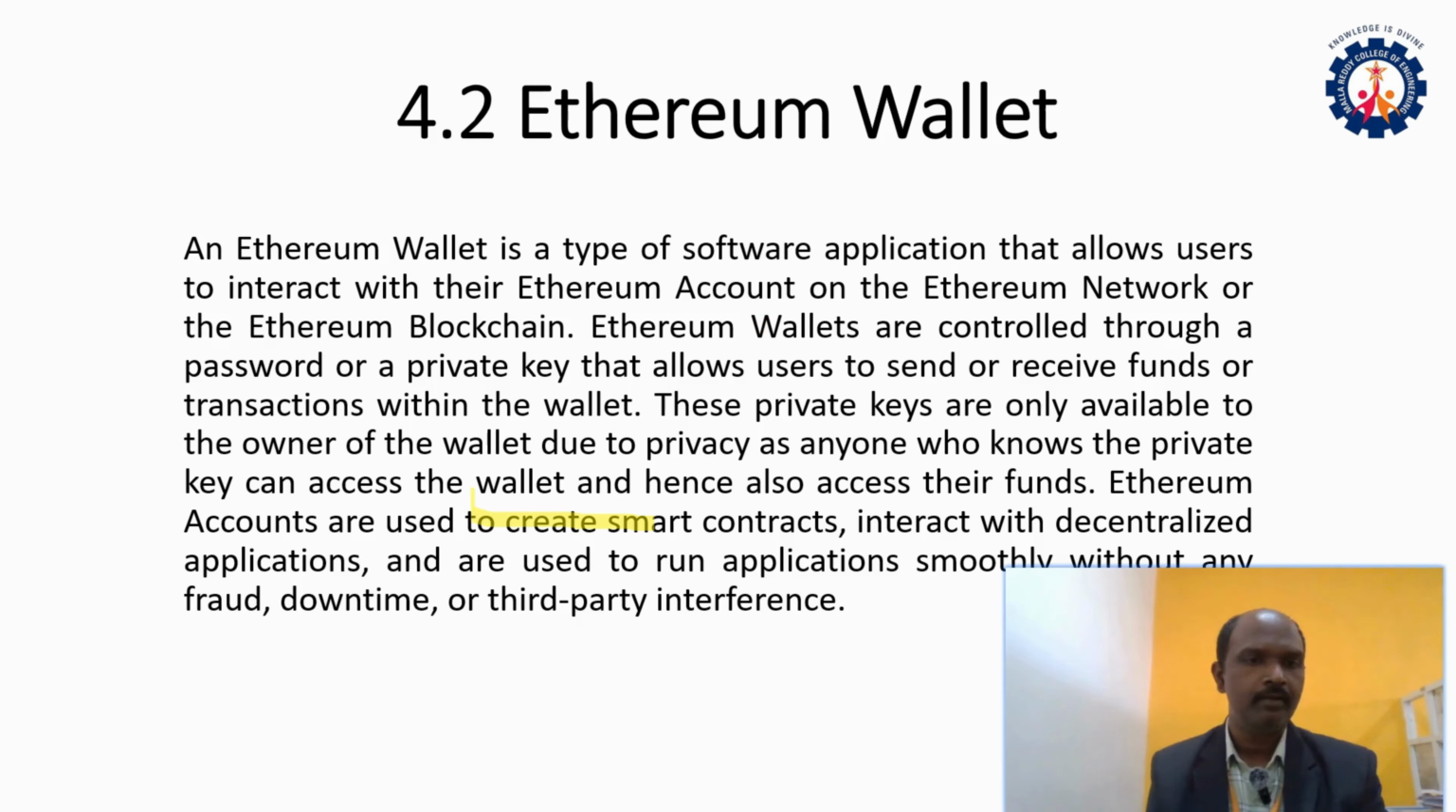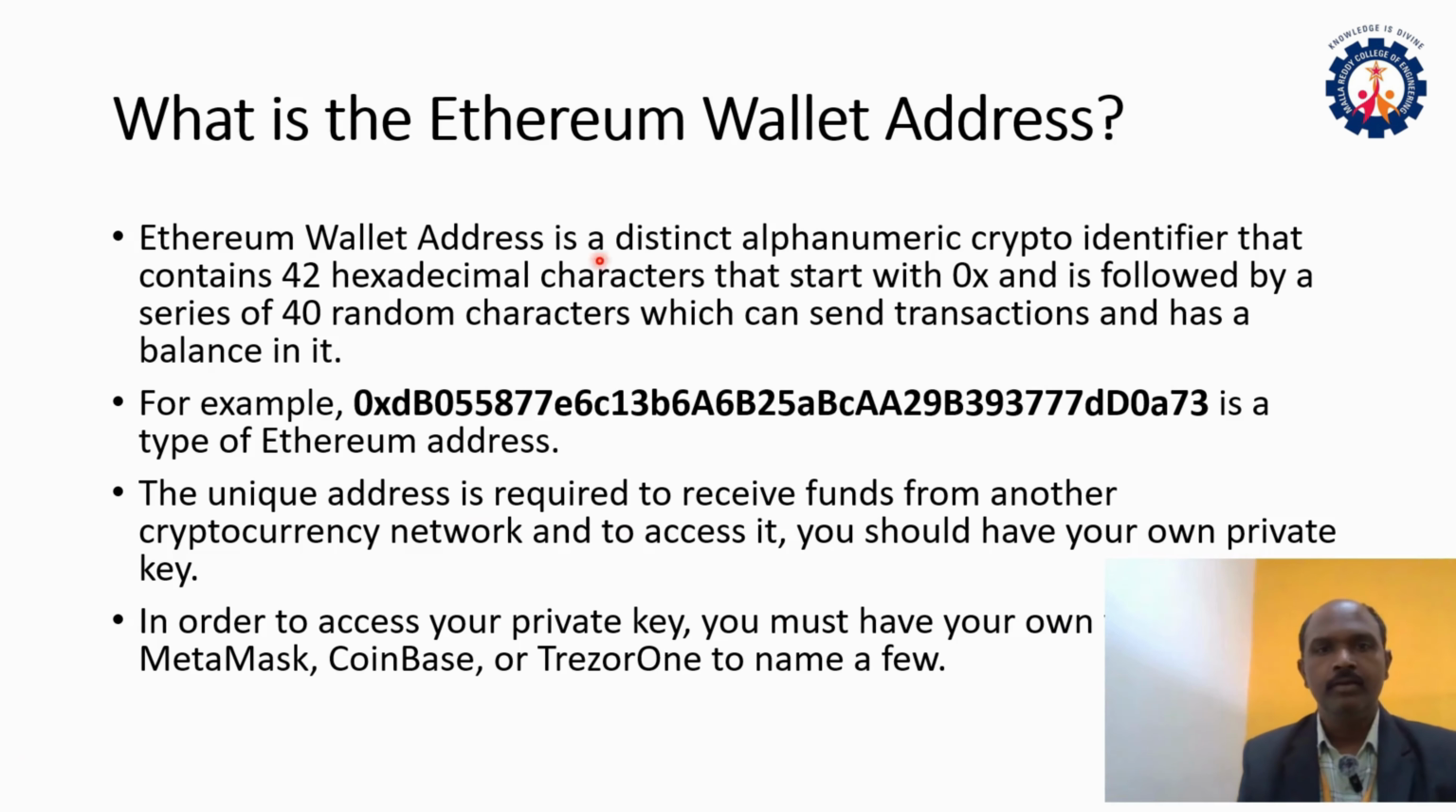So in the next slide, what can we observe? What is the Ethereum wallet address? The Ethereum wallet address is encrypted with 42 hexadecimal characters that start with zero x, followed by a series of 40 random characters, which can be sent transactions and has a balance.